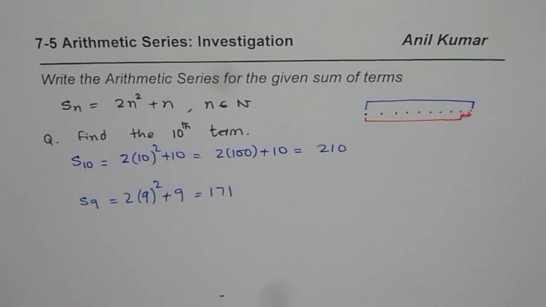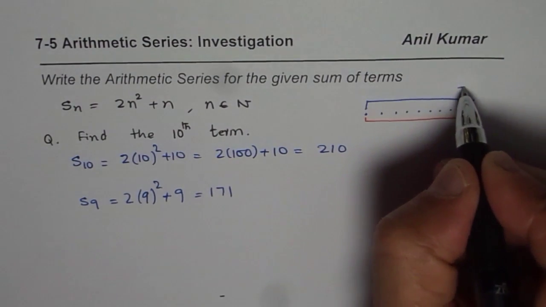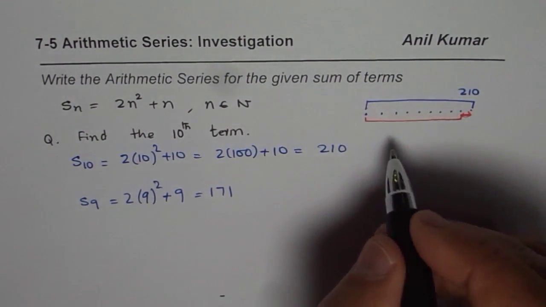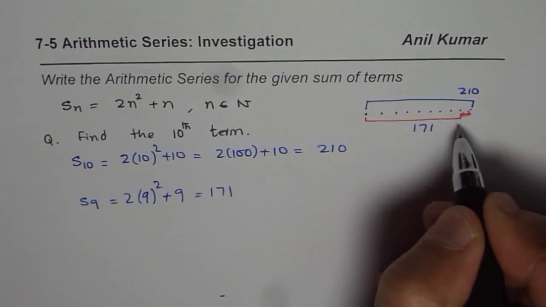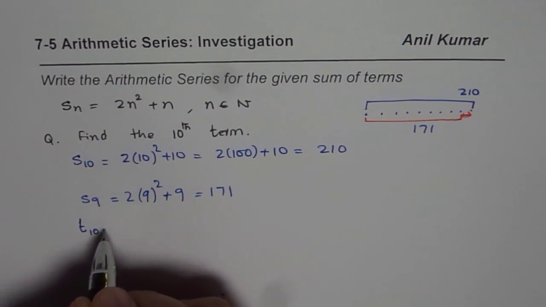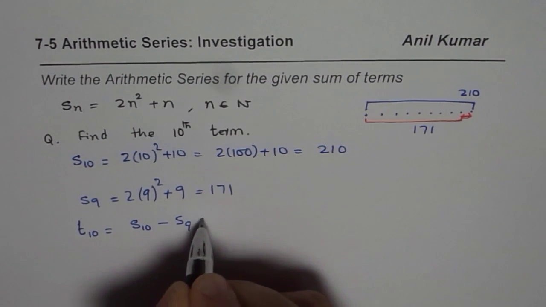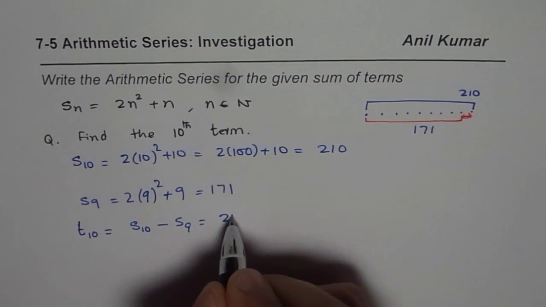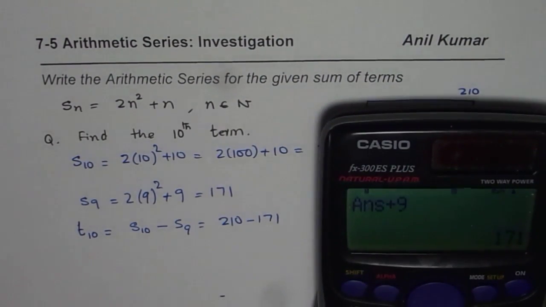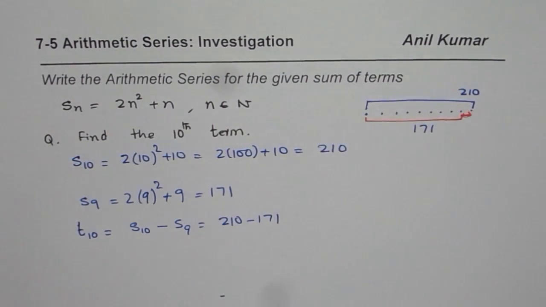So what you really find is that the sum of these 10 terms was 210, and the sum of these 9 terms was 171. That gives you an idea of the 10th term. We can say that the 10th term is the sum of 10 terms minus the sum of 9 terms. That is 210 minus 171, which equals 39.